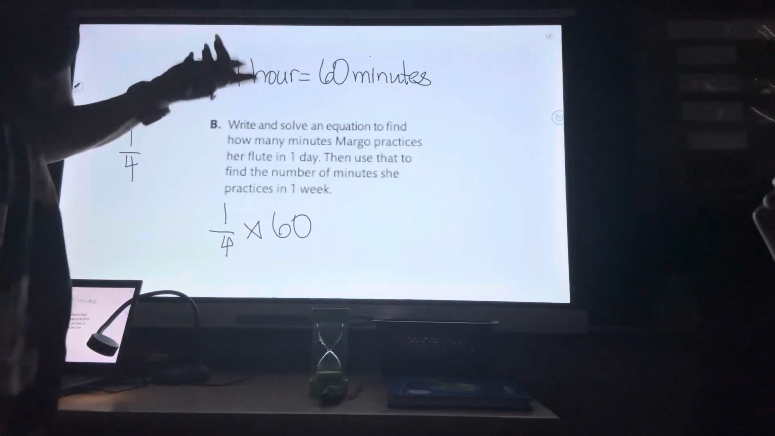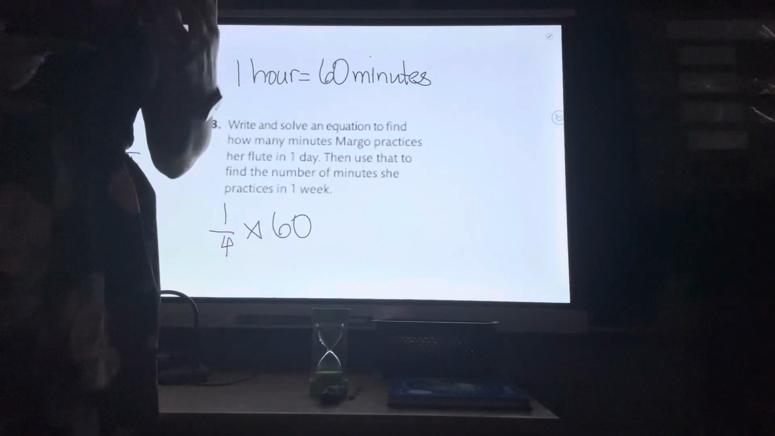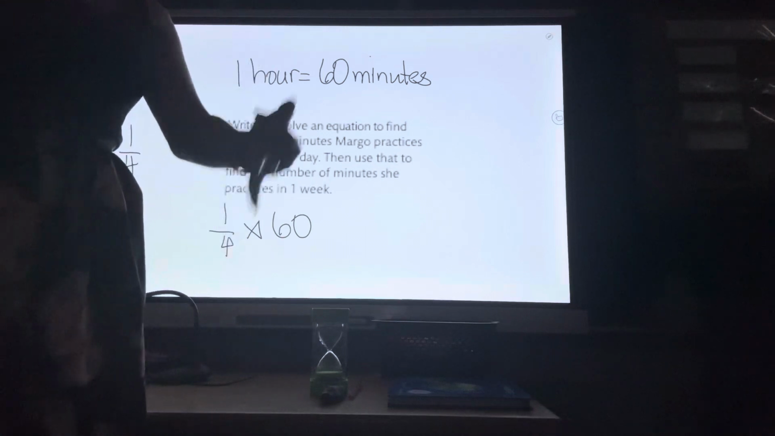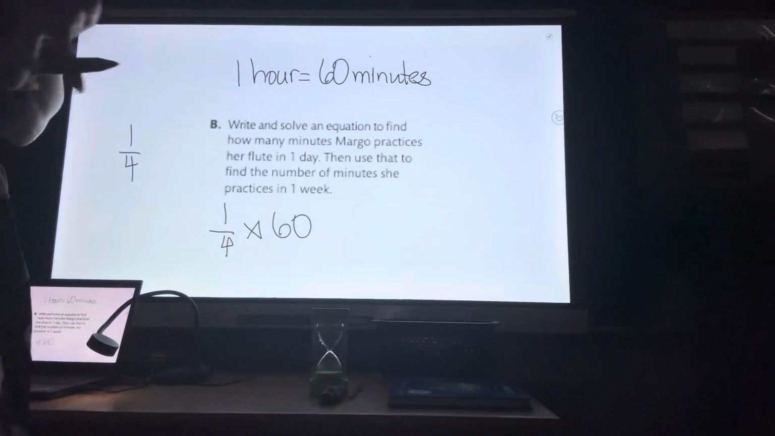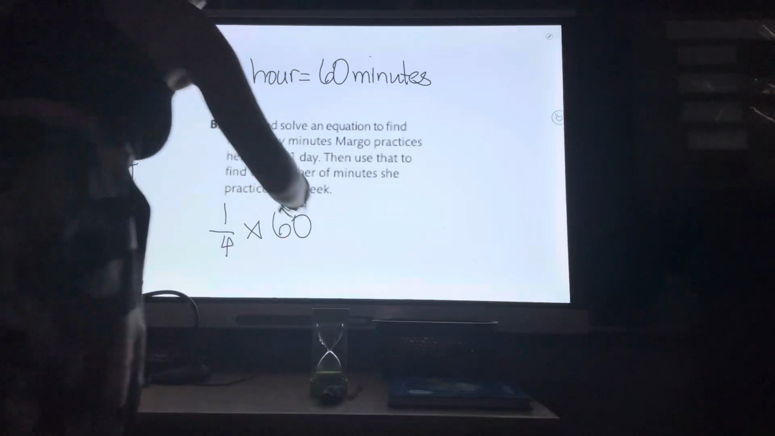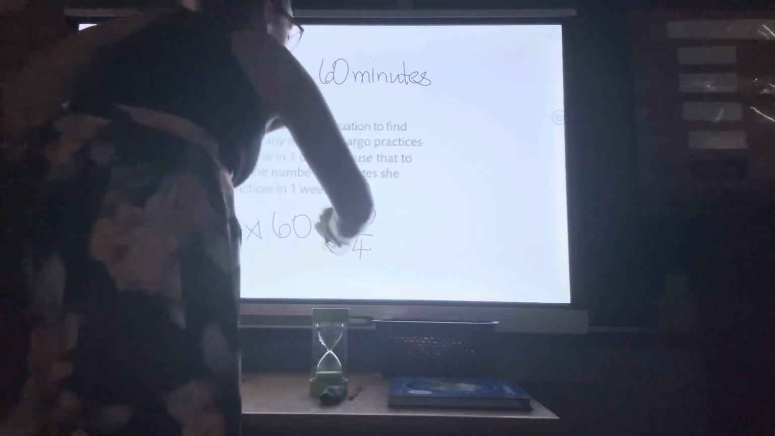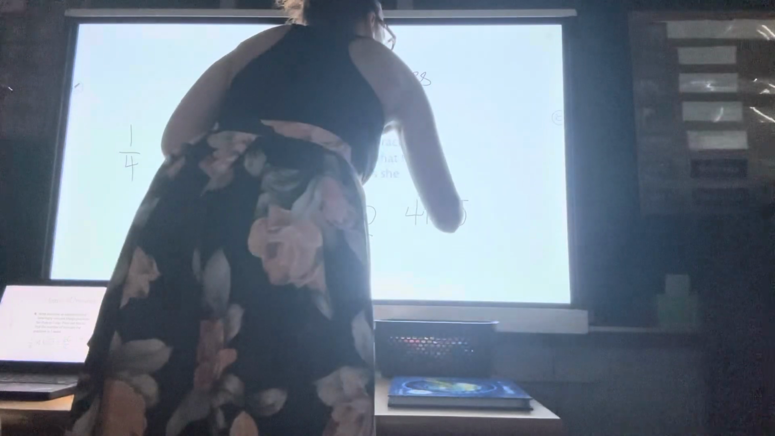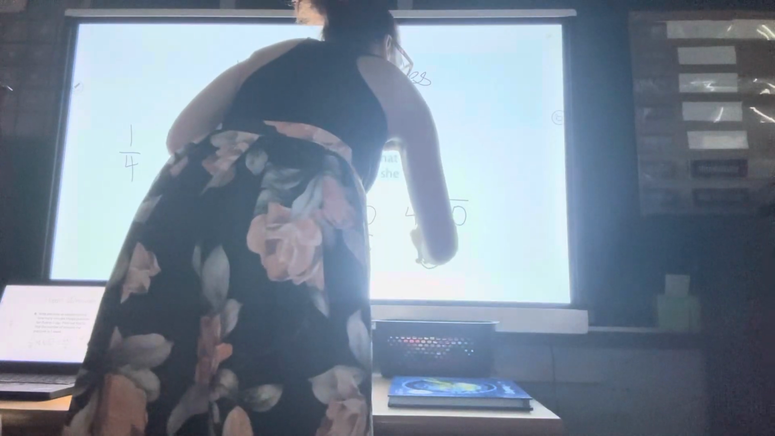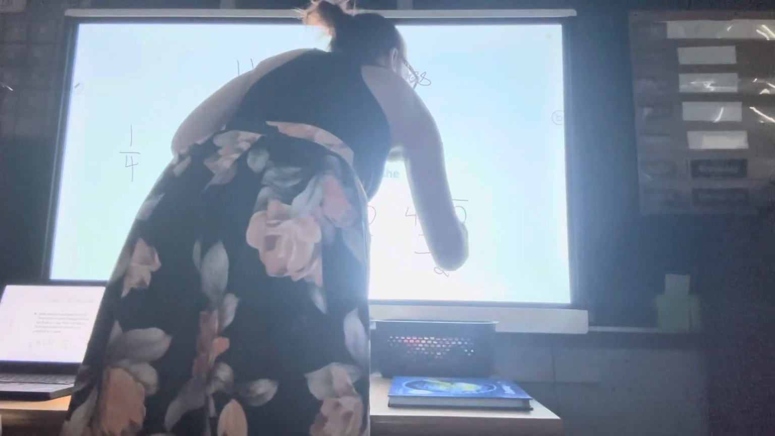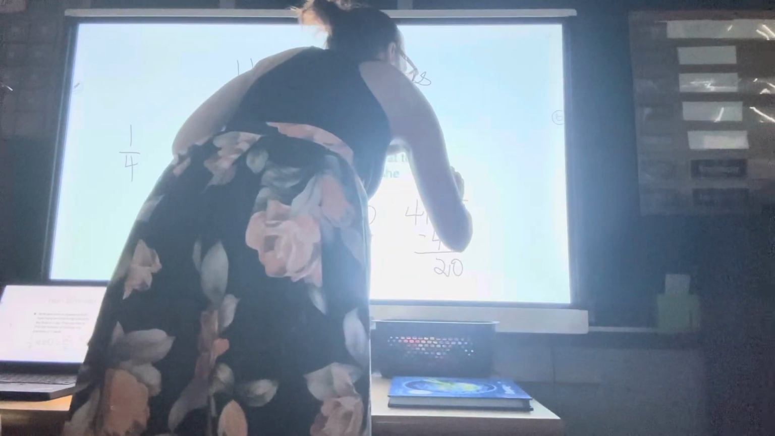Now you might already know that, okay? Because we've talked about how a half hour is 30 minutes and a quarter of an hour is 15 minutes. You might not. You might have gotten 60/4. Can we leave it like that? No. So we have to do 60 divided by 4, which is 15. And I know that she practices 15 minutes a day.